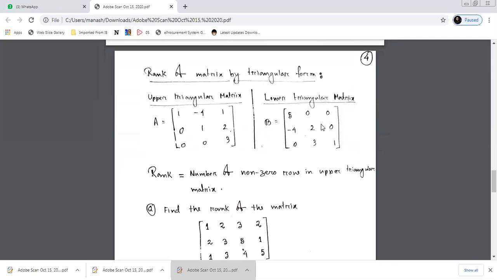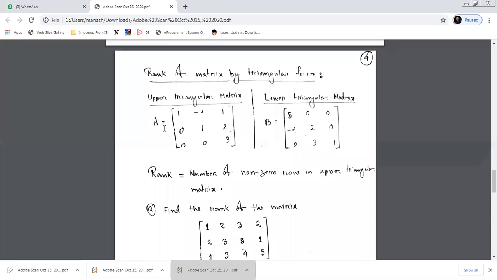Now, there is one more way we can find the rank of a matrix: rank of a matrix by triangular form. At first, you have to know what a triangular matrix is. Suppose this is a matrix, a square matrix. In the case of a triangular matrix, what happens? This is the diagonal.